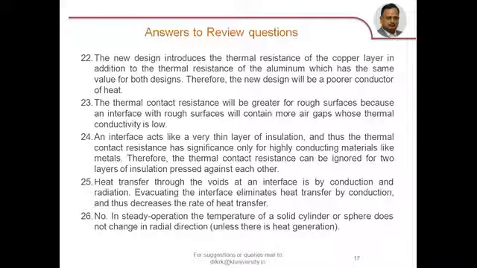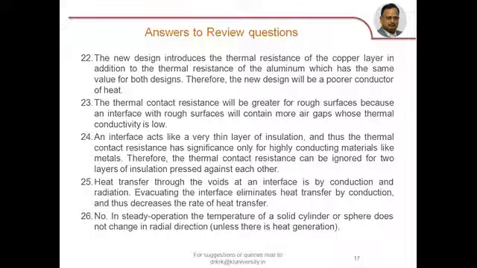When two dissimilar metals are joined, the interface acts like a very thin layer of insulation, and thermal contact resistance has significance only for high conducting materials. Between two layers of insulation, when you press together, the resistance offered by the air and the resistance offered by the insulating material won't be much different. The difference won't be much higher, hence you can neglect it.